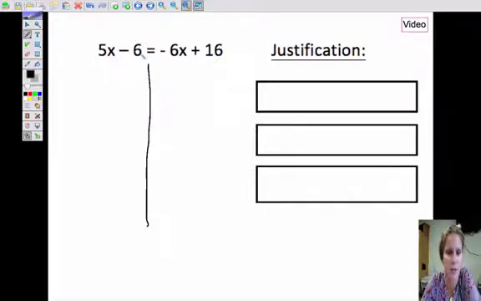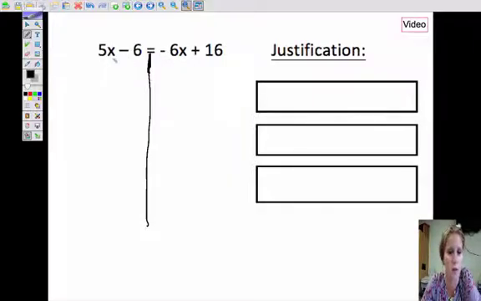Step 2 is add like terms or combine like terms. Over here I don't have anything the same. We have an x and a no x. Over here we have an x and a no x. And we can't combine like terms when they're on opposite sides. That's why I like to draw down this line so I know if I can combine them or not. What I do need to do is get the x to one side.